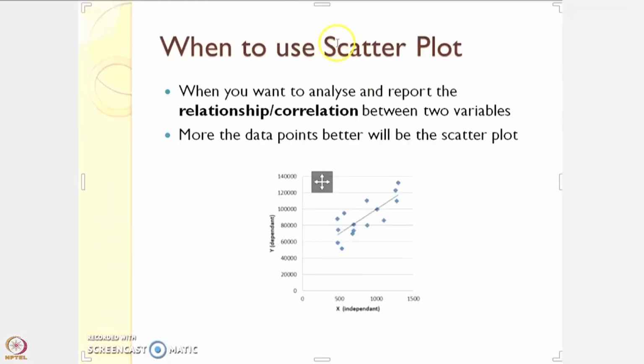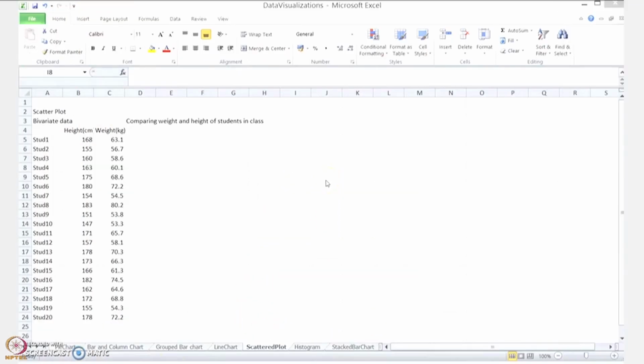Next we will look at scatter plot. So scatter plot is basically used to analyze and report the relationship or the correlation between 2 variables. So the more the data points, the better the scatter plot. You can see the independent variable is on the x-axis and dependent variable is on the y-axis. Let's see how to construct a scatter plot.